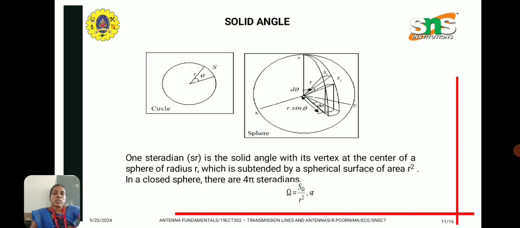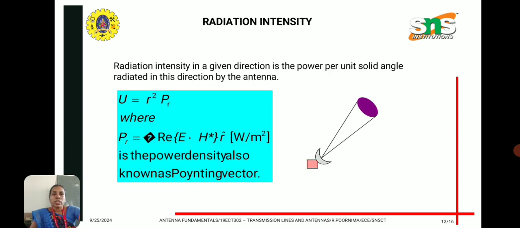Solid angle. One steradian is the solid angle with its vertex at the center of the sphere, as shown in this diagram. A sphere of radius r is taken, which is subtended by a spherical surface of area r squared. So there are 4 pi steradians. This is used for measuring the radiation intensity of an antenna. Radiation intensity in a given direction is the power per unit solid angle radiated in this direction by the antenna.